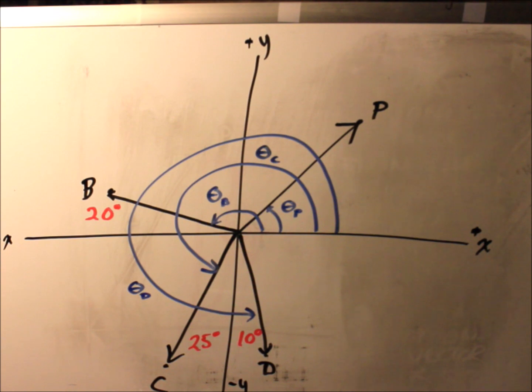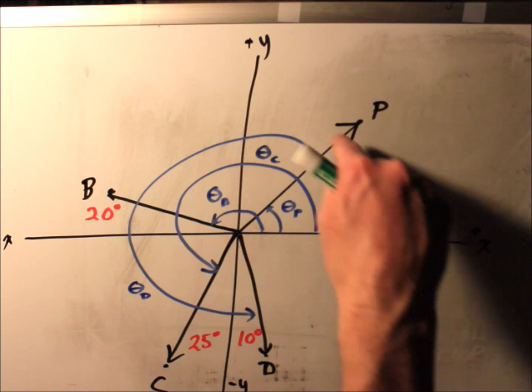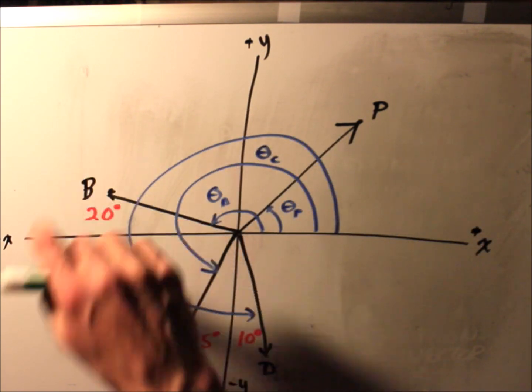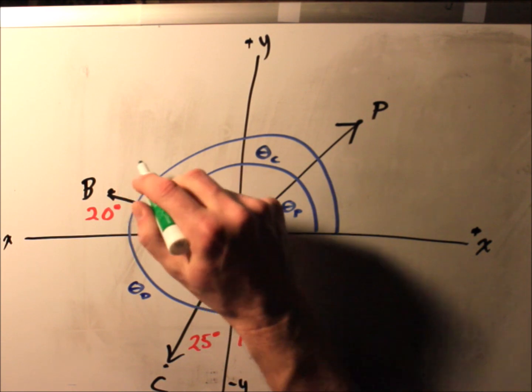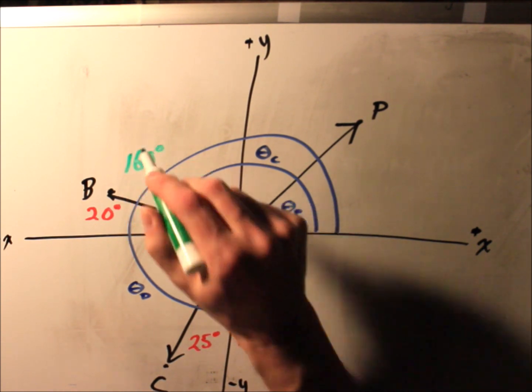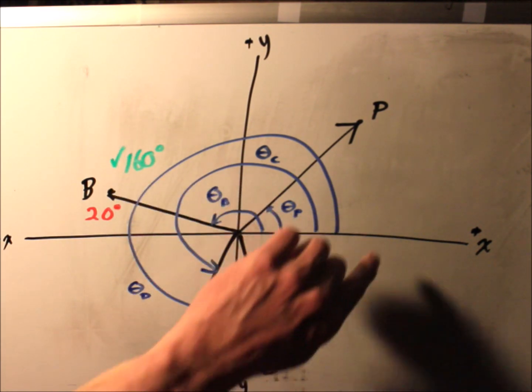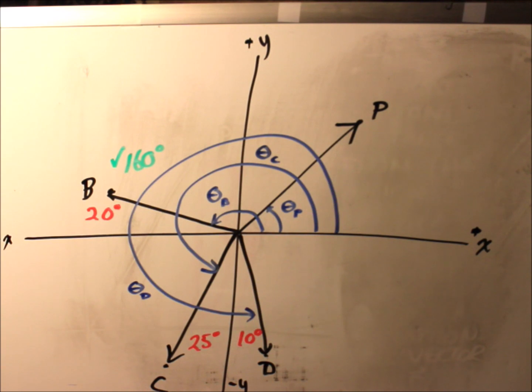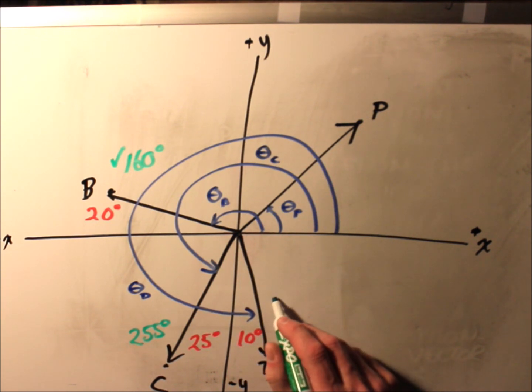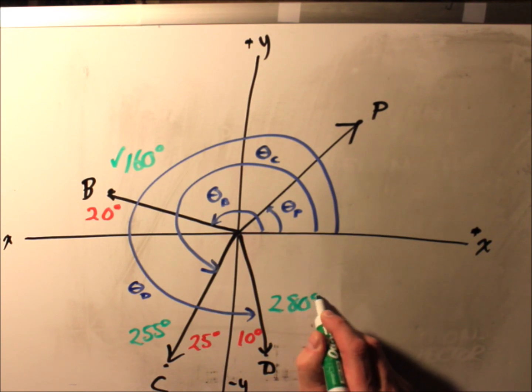So we can use some of our basic logic here and say, well, okay, if this is from here around to 180, then this is 20 degrees less, and so this one is going to be 160 degrees. And that's the angle we want, is that number, okay? This one, if we go all the way around here to 270, then we subtract 25 and we get 255 degrees. And finally, this one is 10 degrees more than 270, we'll make it 280 degrees.